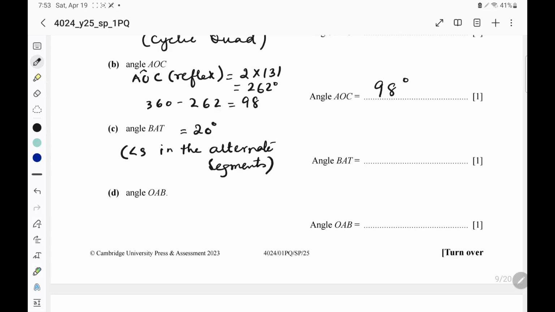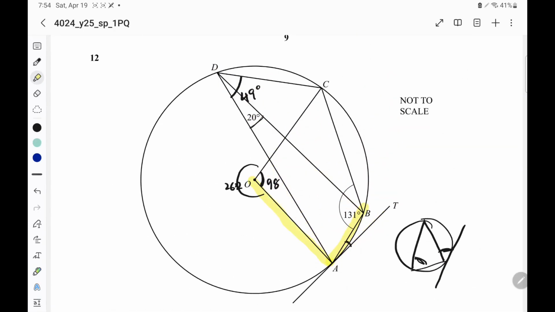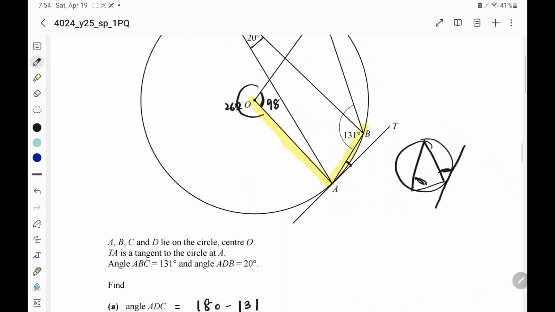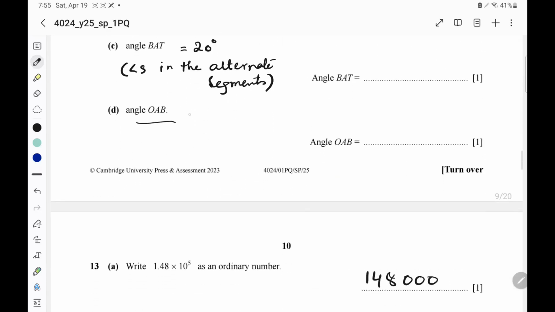The question part D is AOB, A to O to B. And we know that it's a radius and it's a tangent. Between the radius and the tangent is a 90 degree angle. The whole angle is 90 degrees between radius and tangent, and we don't want the 20 degrees. So we do 90 minus 20, which is 70 degrees.